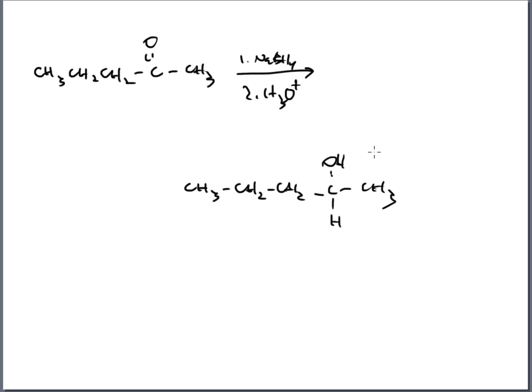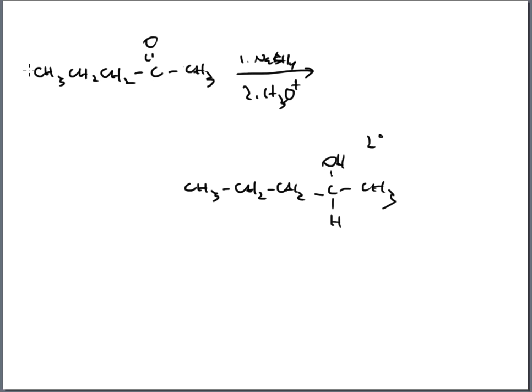In this example, we have a secondary alcohol because that OH group is attached to a carbon that's attached to 2 others. So that is a secondary alcohol that we have formed. I can go through and name this just as before. We'll do a quick review.